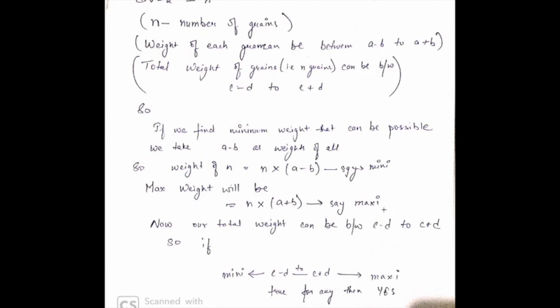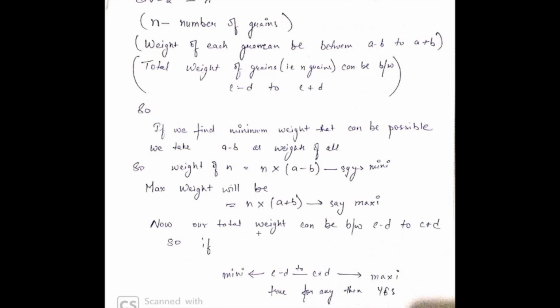We have been given in the question what our total weight can be, that is from C minus D to C plus D. So we have calculated a range that our weight, according to the given A and B, can be up to a minimum of this and up to a maximum of this. That is, at minimum we can have N into A minus B weight, and at maximum we have N into A plus B weight.